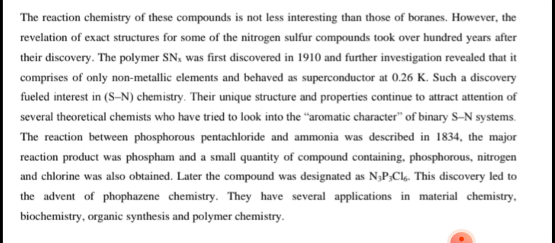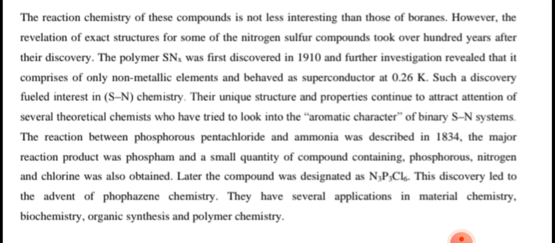The polymer (SN)x was first discovered in 1910, and further investigations revealed that it comprised only non-metallic elements and behaved as a superconductor at 0.26 Kelvin. Such a discovery fueled interest in SN chemistry. Their unique structure and properties continue to attract the attention of several theoretical chemists who have tried to look into the aromatic character of binary sulfur-nitrogen systems.